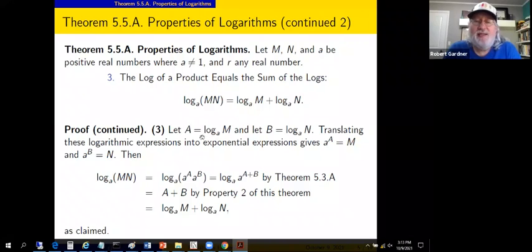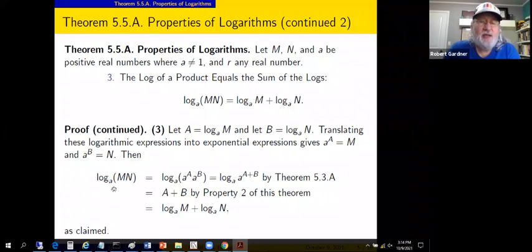We want to introduce these extra symbols so we can translate these log expressions into exponential expressions. Rewrite capital A equals log base lowercase a of M as an exponential expression. The base is a, the exponent is capital A, and the output is M. Lowercase a to the capital A equals capital M. Similarly over here, lowercase a to the capital B equals capital N. Simply translating log expressions into exponential expressions. Why that? So we can use properties of exponents.